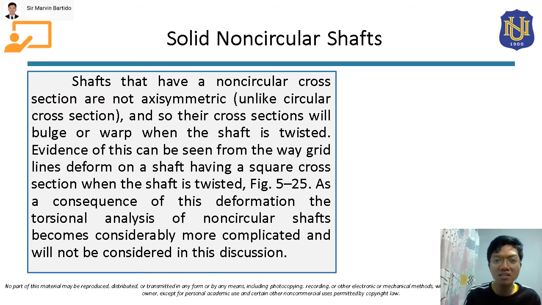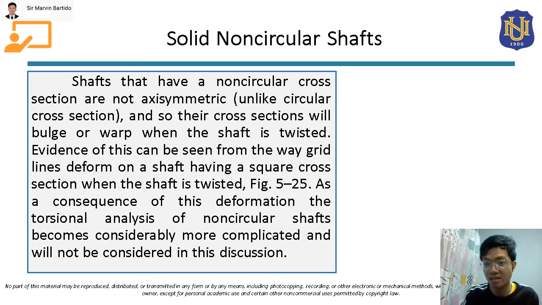So here, class, their cross sections will bulge or warp when the shaft is twisted. If you recall, in torsion in circular shafts, when it is deformed, the cross section of that circular shaft will remain a circular cross section. It will not warp, it will not bulge in or bulge out. But in non-circular shafts, once there is an applied torque, their cross sections will bulge or warp when the shaft is twisted.